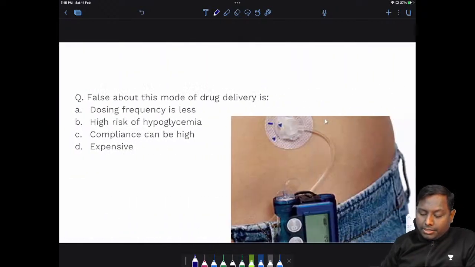Okay, next, false about this mode of drug delivery. What is the false about this mode of drug delivery? So what do you see here? There is a machine here.